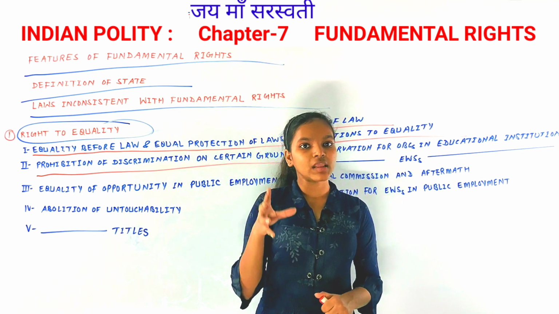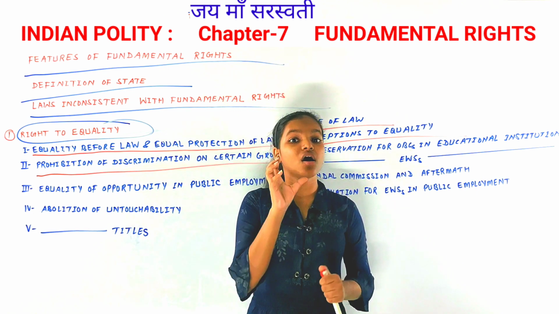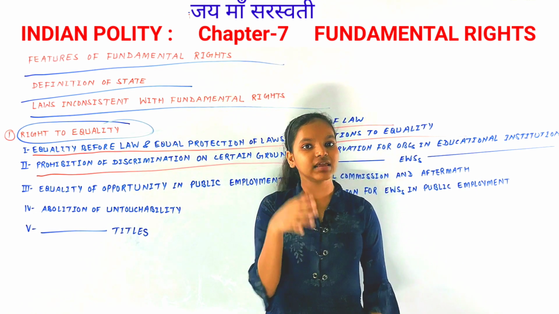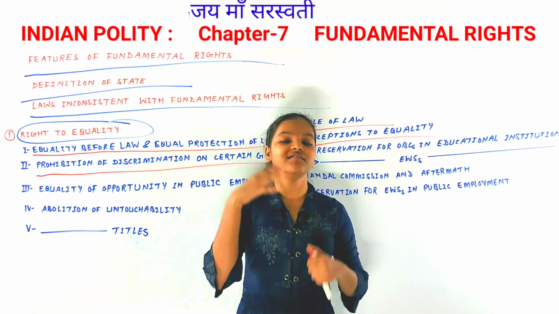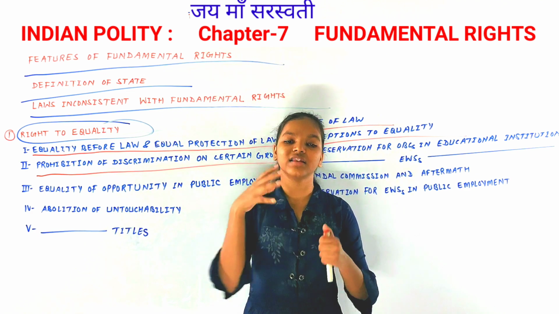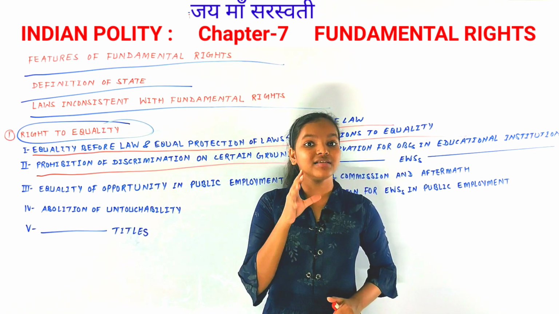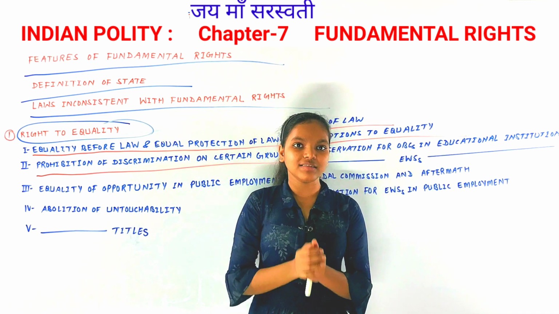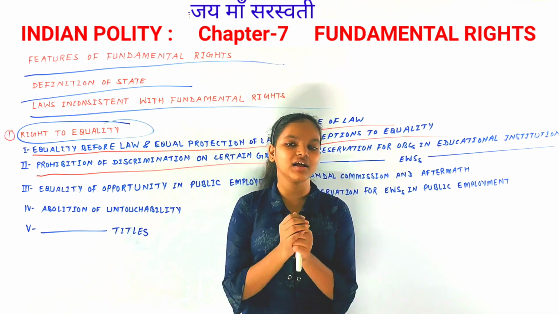So, prohibition of discrimination on certain grounds. It is on certain grounds, not on all grounds. There can be discrimination on other grounds. Many students feel in this question that there should not be any discrimination on all grounds, but the word only is written, which means there can be discrimination on other grounds. This is the first provision of Article 15.